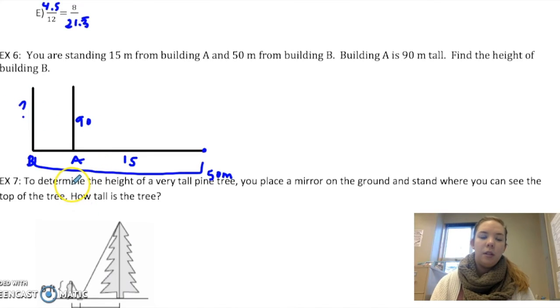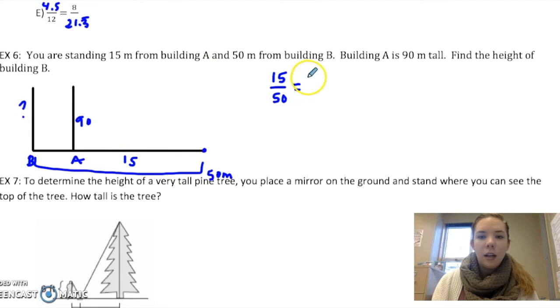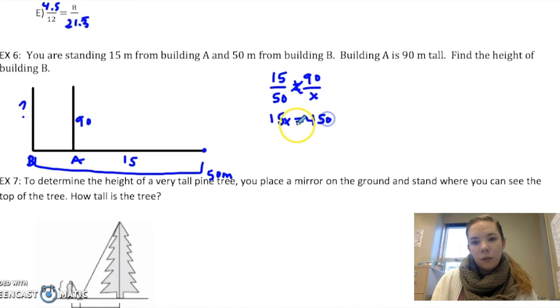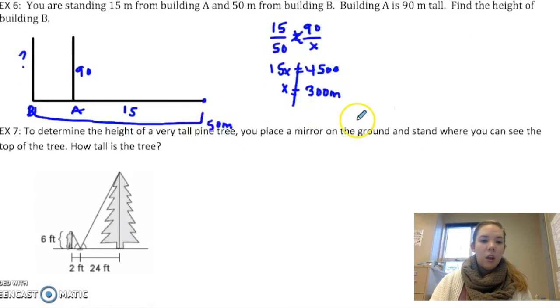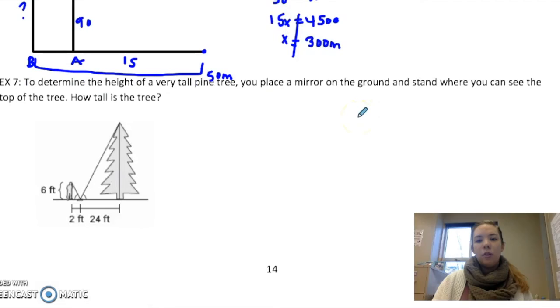Okay, and we're going to assume that this is similar. So if I have 15 over 50, then I have 15 over 50 is 90 over x. Two zeros there. 300 meters tall.